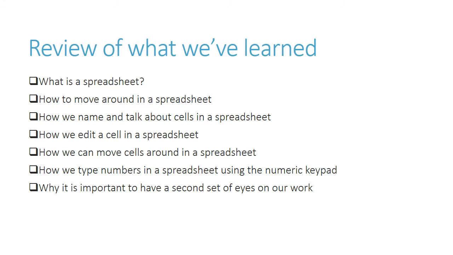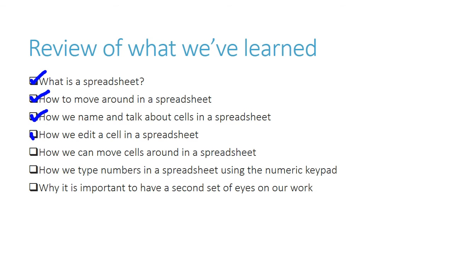So let's review what we've learned. We've talked about what a spreadsheet is and how we use electronic spreadsheets that can save us time and add formulas for us. But we're not learning formulas or charts yet, or all the advanced things. We're learning basically how to move around in a spreadsheet, how we name and talk about cells. So if I tell you cell A6, you should be able to find that cell and be able to move to it in the spreadsheet.